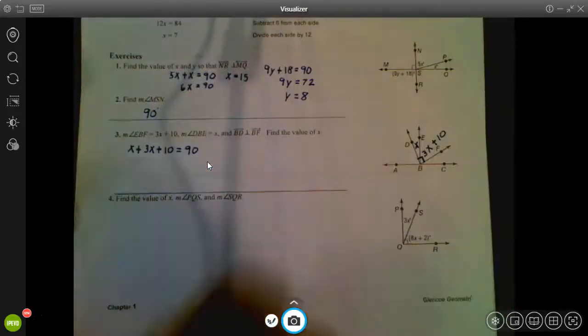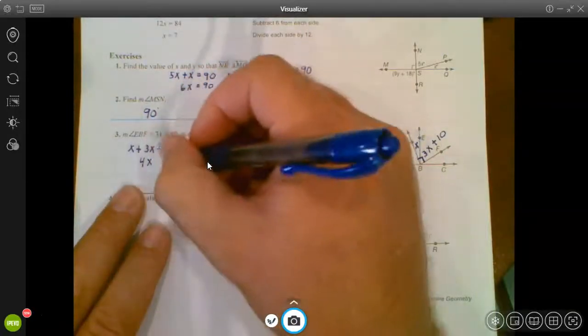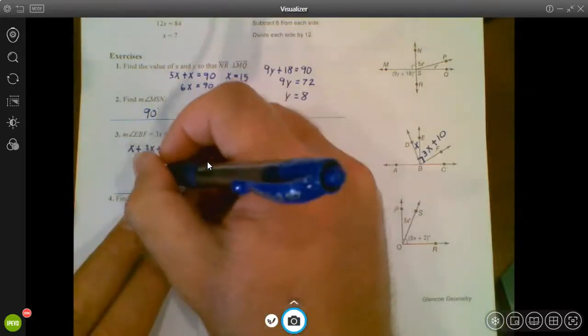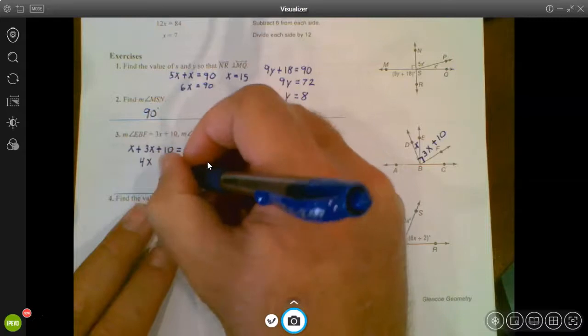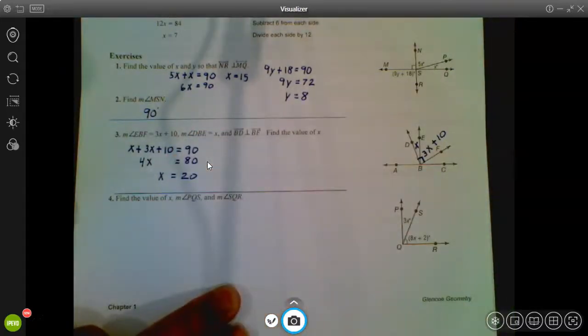And then we can go ahead and solve that equation. Those guys are going to come together to make 4x. I'm going to subtract my 10 from both sides. And then if we divide by 4, we get x is 20. And that's all they were asking for, so we can move on to the last one here.